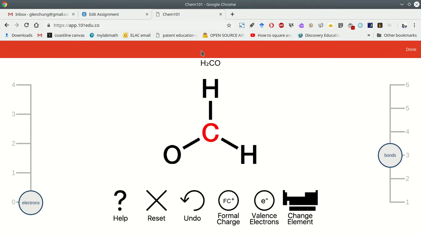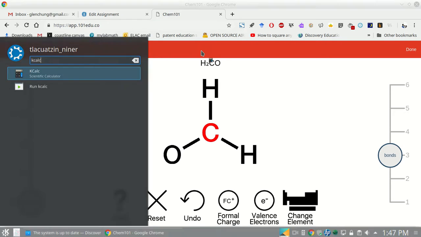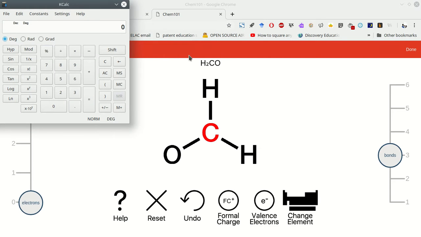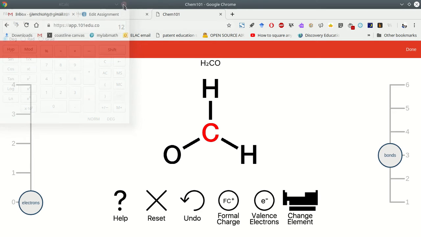We've got to add them all up. So let me get the calculator here. So we've got 2 times 1 valence electrons for hydrogen, plus 4 valence electrons for carbon, plus 6 valence electrons for oxygen. That's a total of 12 valence electrons. That's good. So I need to make sure there's a total of 12 valence electrons in this structure. 2, 4, 6. Every bond is 2 valence electrons. See, there are only 6 valence electrons here, so that's not enough.